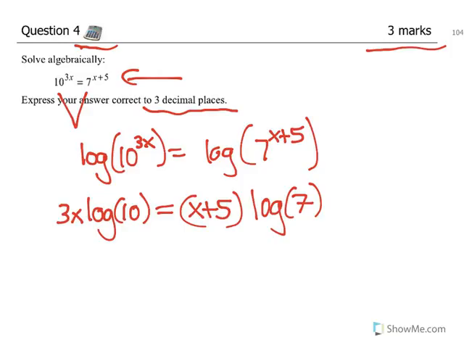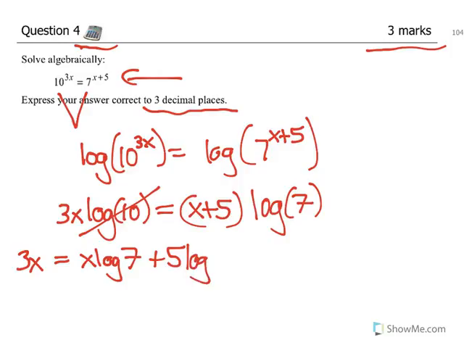So this is 3x. Log 10 is just 1, so I can get rid of that. So we have 3x equals x log 7 plus 5 log 7. So I'm just multiplying that bracket through the log 7. And again, everything with an x on one side. So I'm going to minus x log 7 over, and that equals 5 log 7.